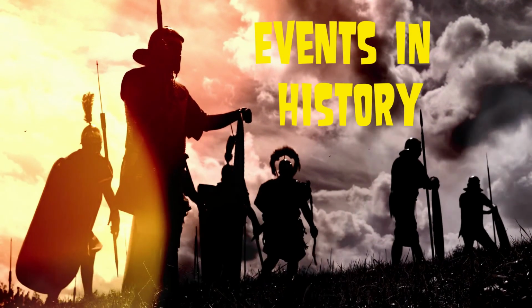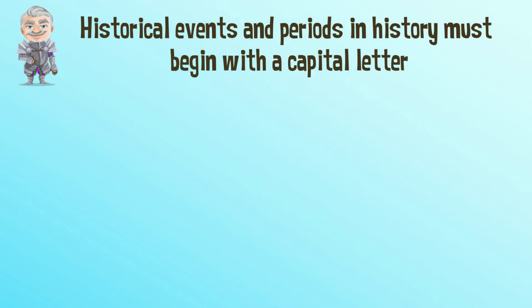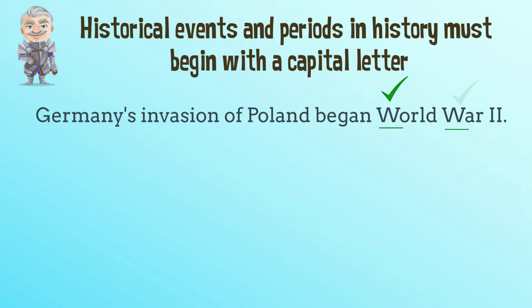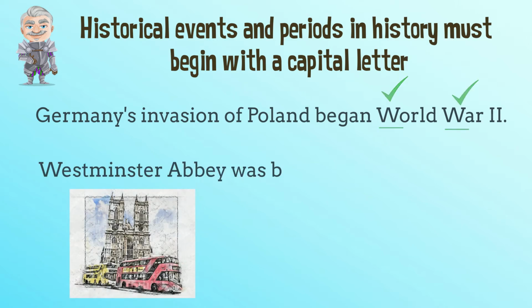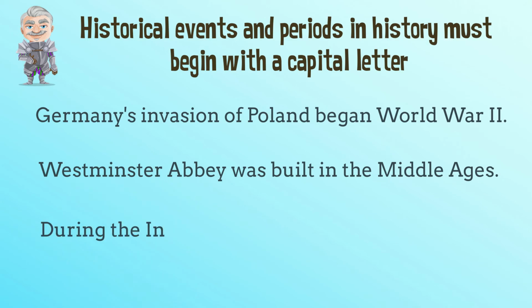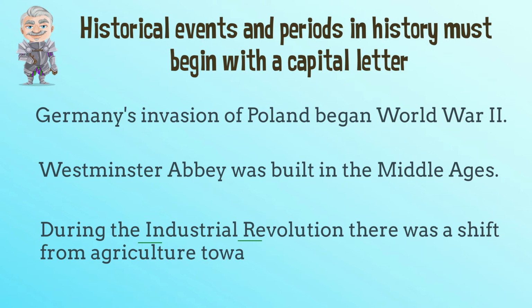Events in history. Historical events and periods in history must begin with a capital letter. Germany's invasion of Poland began World War II. Westminster Abbey was built in the Middle Ages. During the Industrial Revolution, there was a shift from agriculture towards manufacturing.